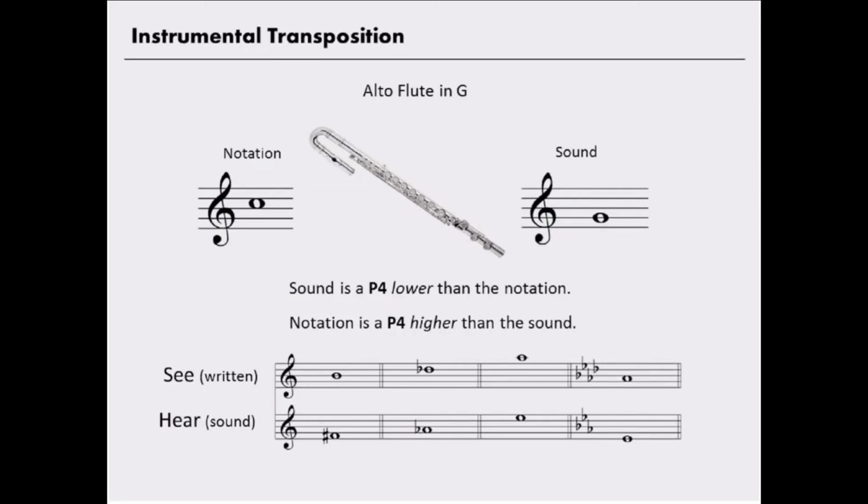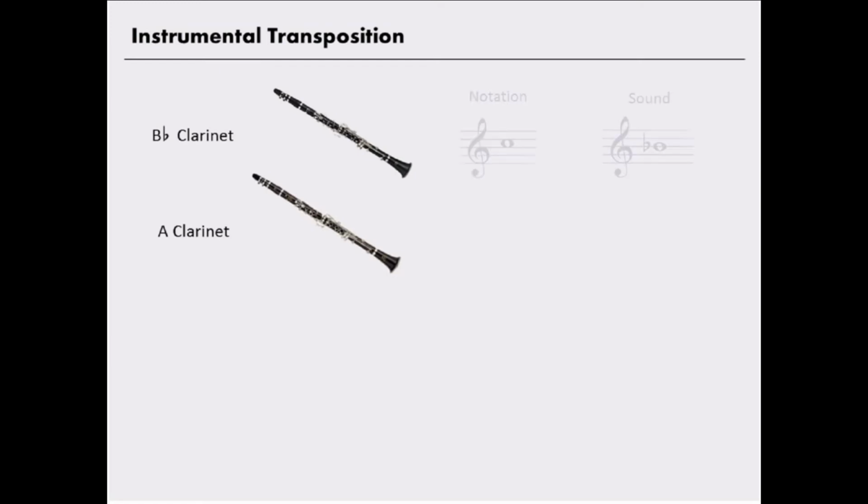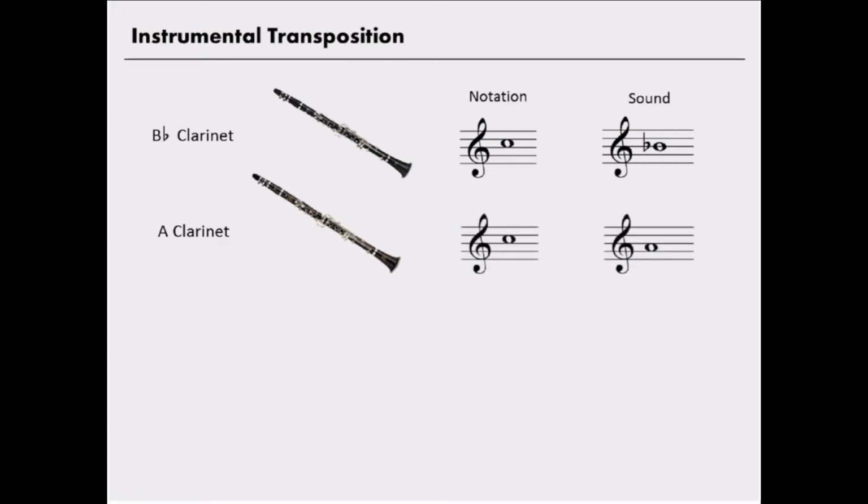Let's think about the two most common clarinets, clarinet in B flat and clarinet in A. Now, by now we're familiar with transposition. On the B flat clarinet, a written C will sound a B flat, or a major second lower than written, and on the clarinet in A, a written C will sound an A, a minor third lower than written.